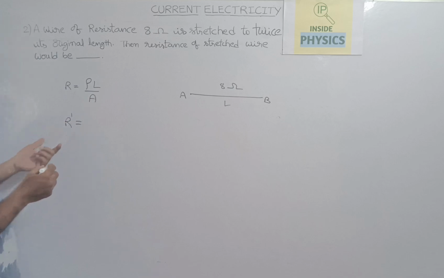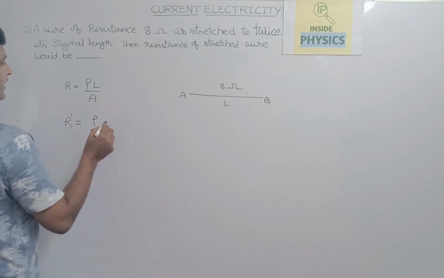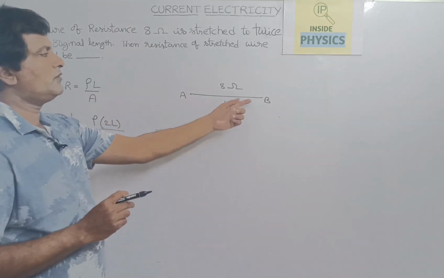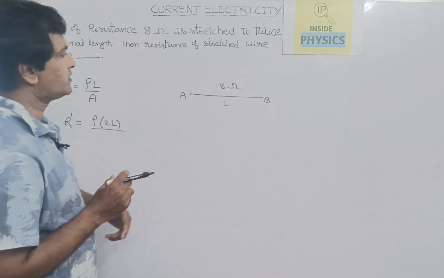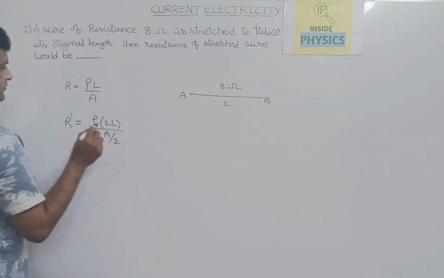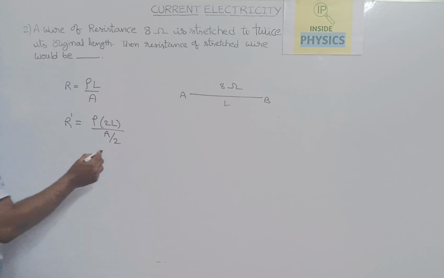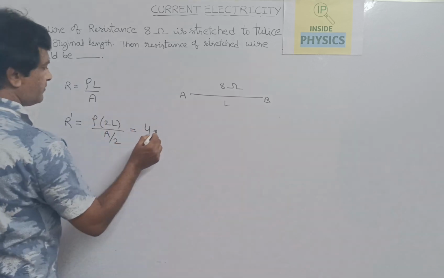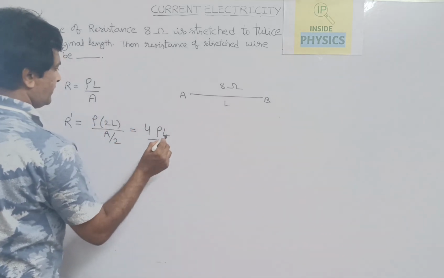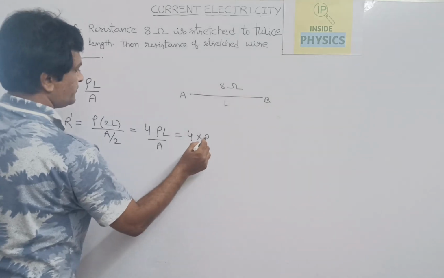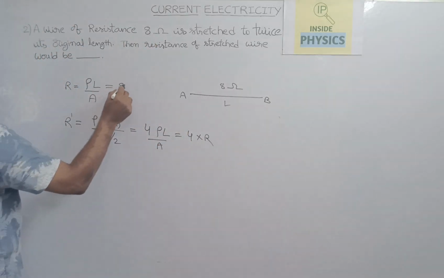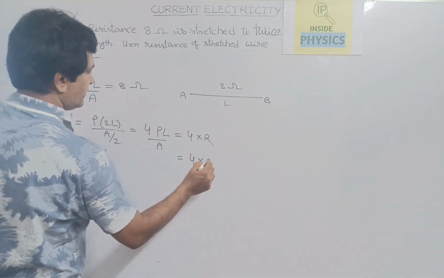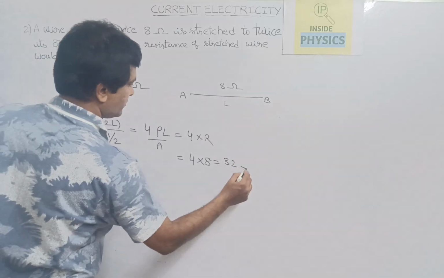If R dash is the resistance after stretching, the length has become 2L, and in order to maintain the volume of the wire always constant, the area of cross section will become half. Okay, now we see that here the 2 will go up and it will become rho L by A, that is equal to 4 into R, where R is already given as 8 ohms. So what it has become, 4 into 8, 32 ohms.